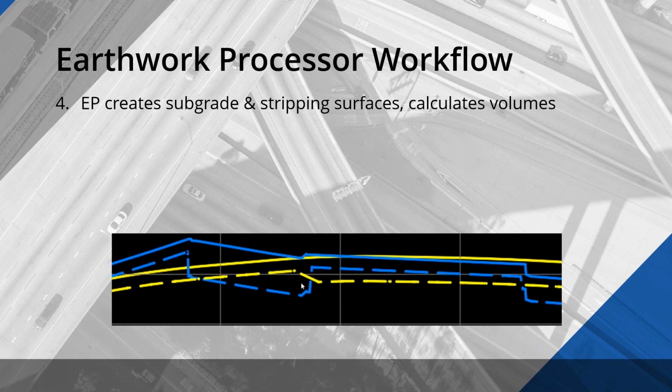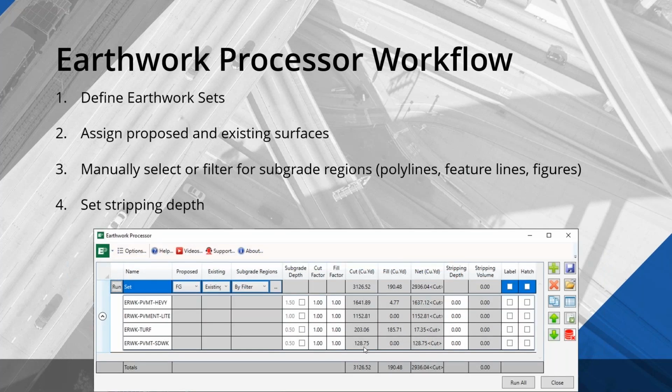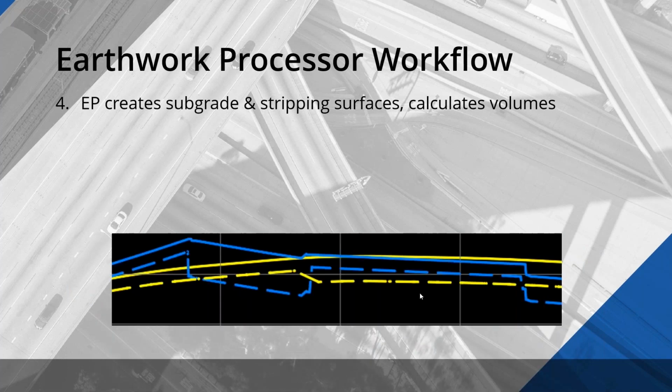Here's a profile of what we'll be after. This dashed blue line represents my subgrade surface with variable depths. And then the dashed yellow line represents a stripping surface based on my inputs right here. We'll talk more in detail about those inputs and how they work. But the important thing to know is we simply provide two surfaces and then the regions where those different subgrades vary.